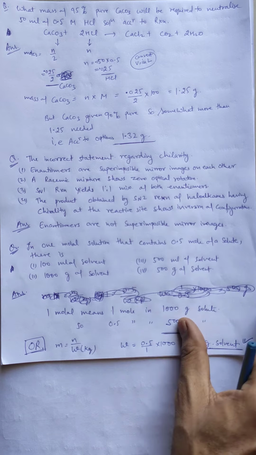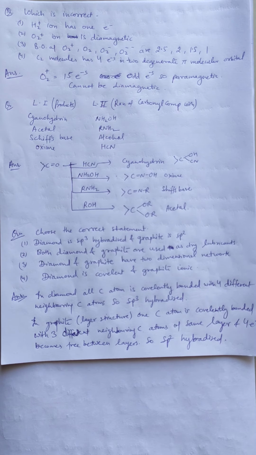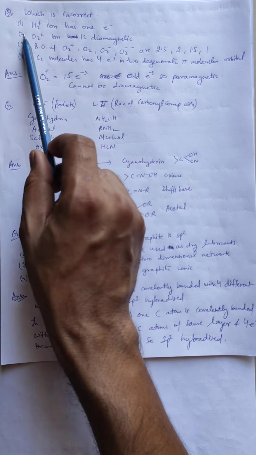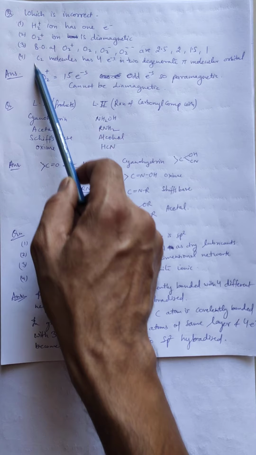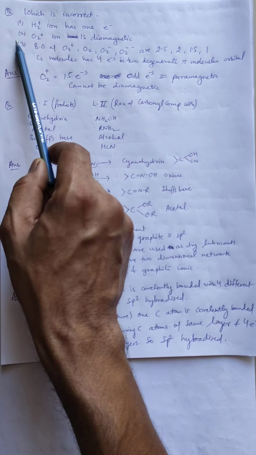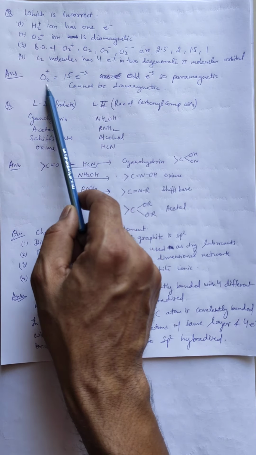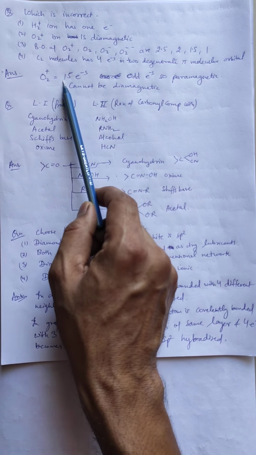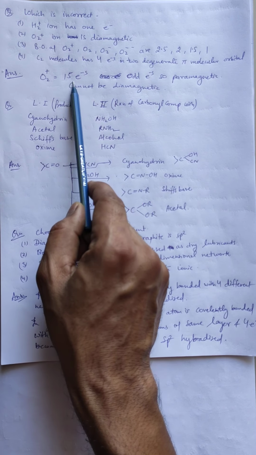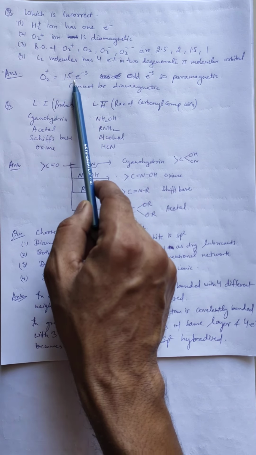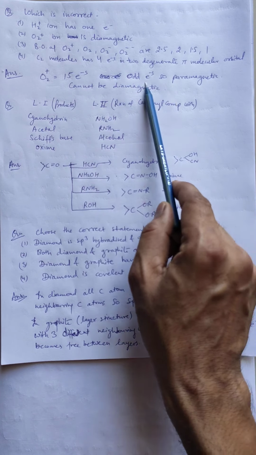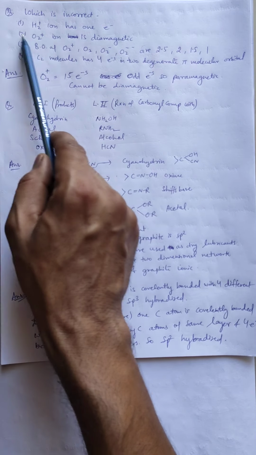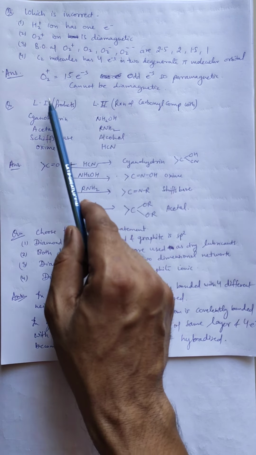Now the next question is, which is incorrect? H2 positive ion has 1 electron, and these are the options there. O2 positive ion is diamagnetic, it can't be diamagnetic, because O2 has 16 electrons, but O2 positive has 15 electrons. So it is an odd number of electrons and can't be paired. One must be unpaired there, so it is paramagnetic and can't be diamagnetic. Okay, so it is the answer there. It is incorrect.